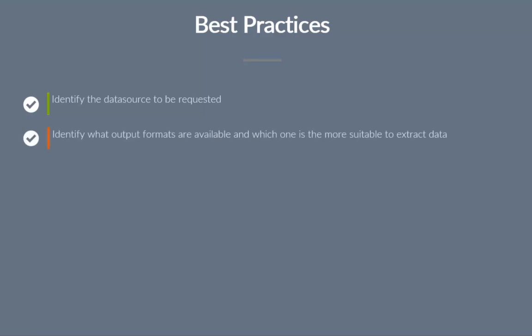Then, identify what output formats are available and which ones will allow you to extract and process data more easily. Returned output can, for example, be in plain text, XML, or JSON formats. Finally, identify the type of request to be performed and if the parameters should be sent. Possible requests are GET, PUT, POST, DELETE, etc.